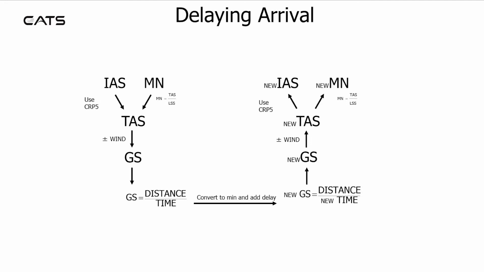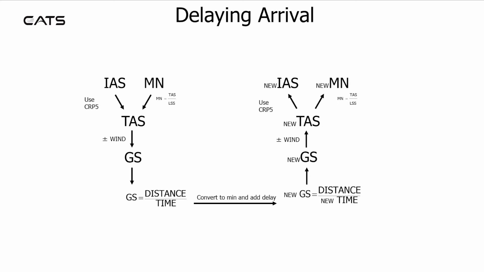Delaying arrival. We use a U-shaped approach for teaching this. The questions will either come in the form of an indicated airspeed or a Mach number. For an indicated airspeed, use the CRP5 and temperature and altitude to get a true airspeed. If you're given a Mach number, use the formula TAS over local speed of sound. You'll need the temperature to do this.